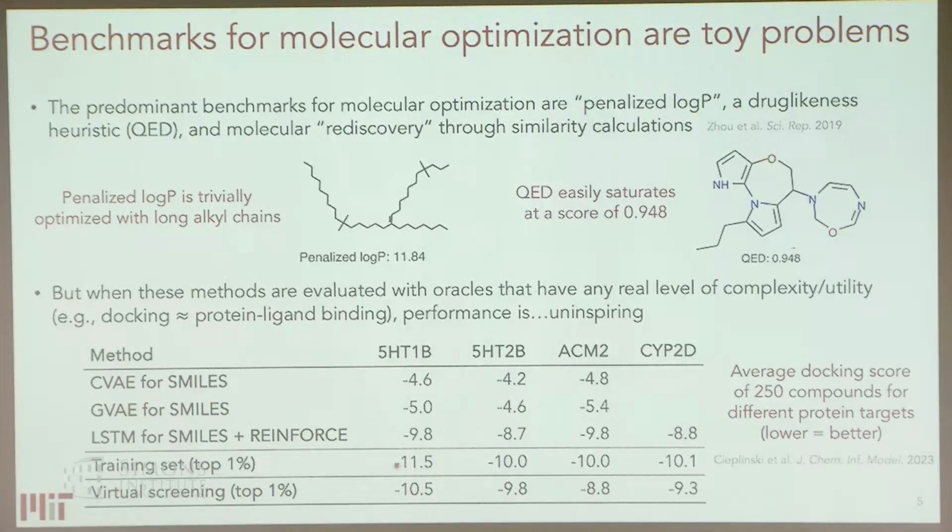And on the surface, you might think, well, REINVENT is certainly better than this conditional VAE or this grammar VAE. But if you compare it to the training set of the models, it's not better. And if you compare it to virtual screening of a fixed library, it's also not better. And so a lot of the comparisons we see for generative techniques are internal comparisons. They don't really think about the proper baseline of having training set compounds or virtual screening compounds.